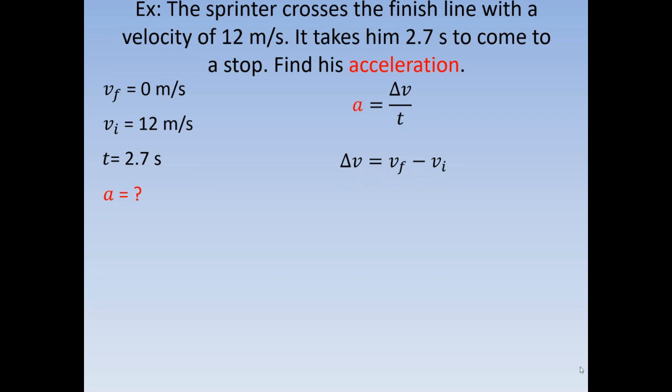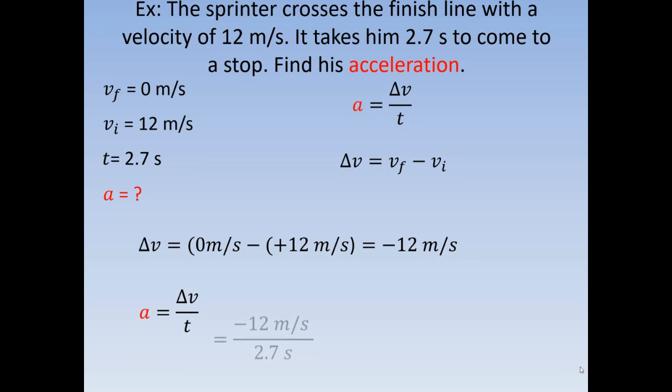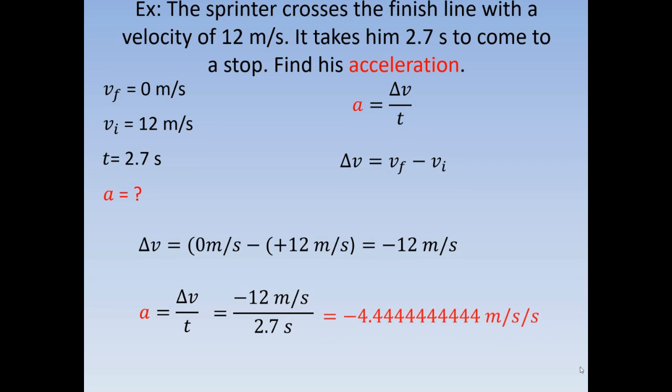So delta V, we're going to take the final minus the initial. Our final velocity was 0, and we are going to subtract our initial velocity, which was 12. So we have a negative change in velocity of 12 meters per second. Now we're going to take that negative 12 meters per second and divide it by our time, which is 2.7, and get a whole lot of 4s. Now again, how are we going to round this? We're going to round it to 2 numbers. So we're going to have an acceleration of negative 4.4 meters per second per second.